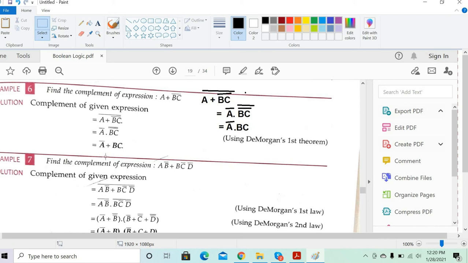Okay, now let's go to the next question, example 7. Now find the complement of the expression A B bar plus B C bar D bar. Let's try to use this. You try with your understanding and then we'll see.